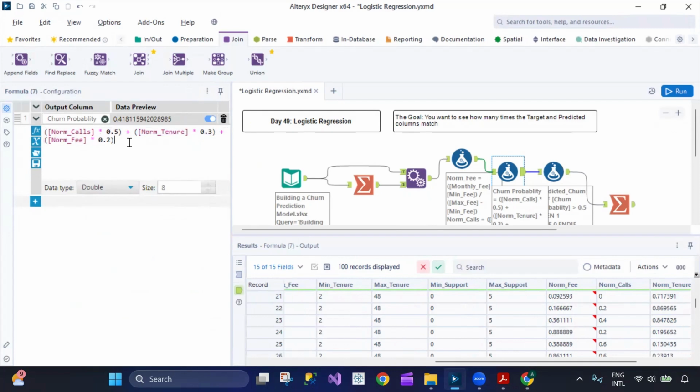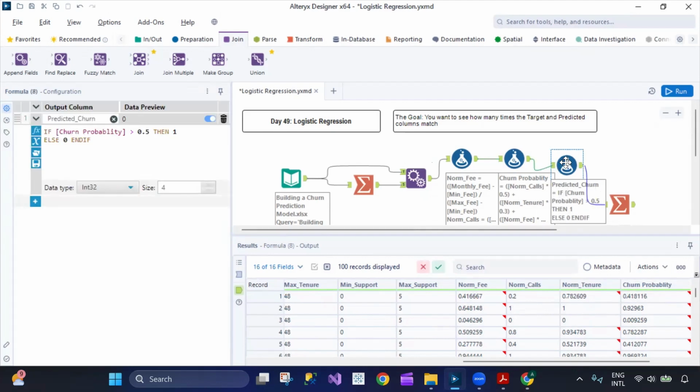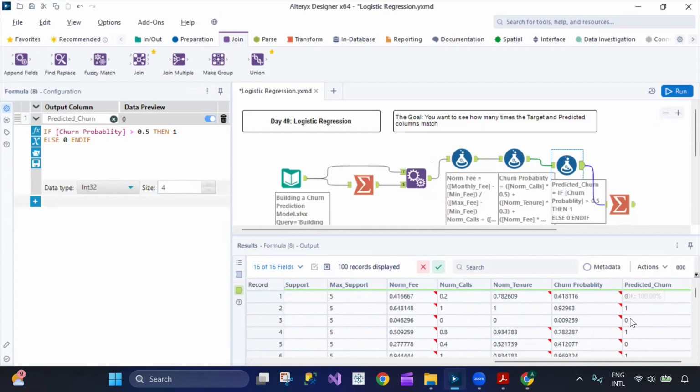Normal calls I'm giving 0.5, tenure 0.3, and the nominal fee 0.2, and the data type is double. So this gives me the churn probability. I can understand, okay, this is the probability that the customer might call this many times. Now again, I'm predicting the churn. If it is greater than 0.5, then 1, or else 0. So I got this 0 and 1.